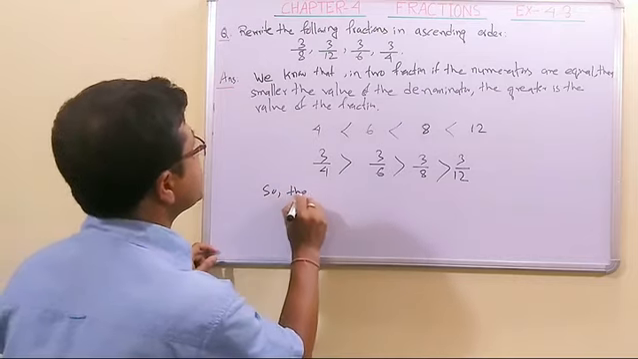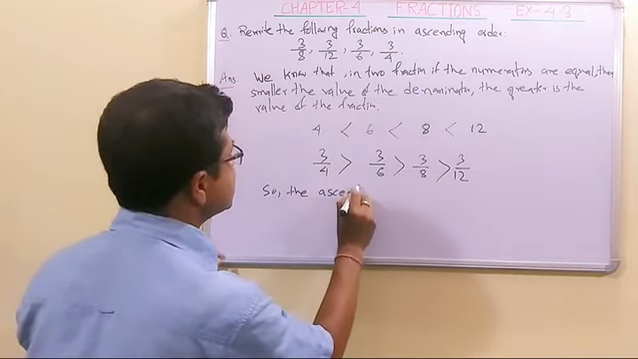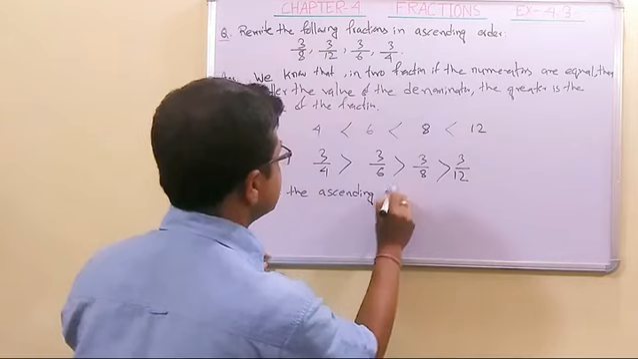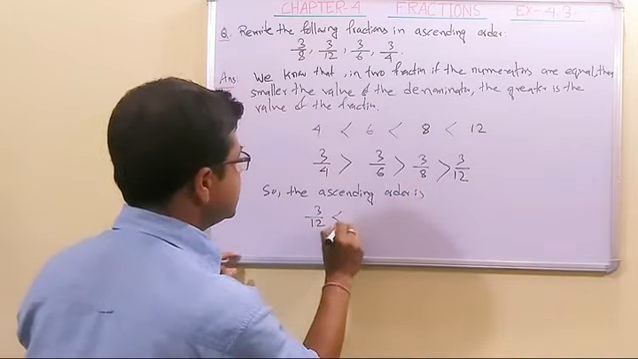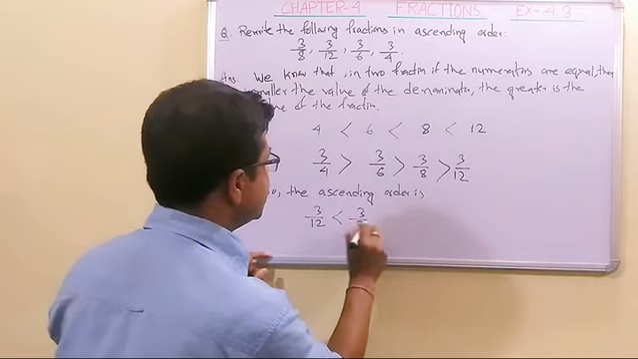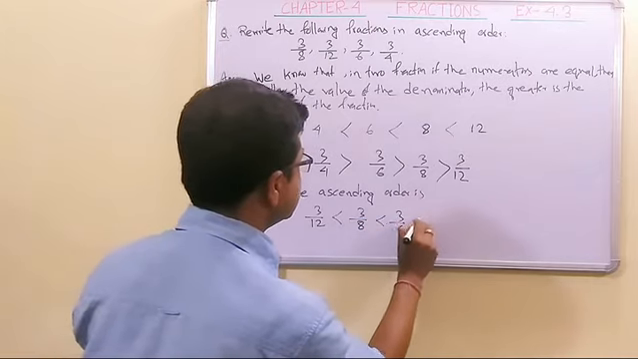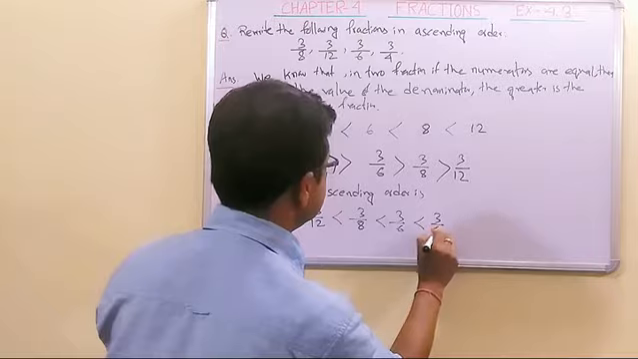So the ascending order is 3 by 12 smaller than 3 by 8, smaller than 3 by 6, smaller than 3 by 4.